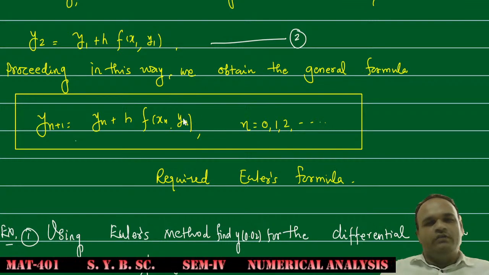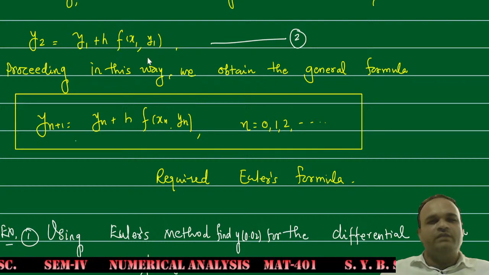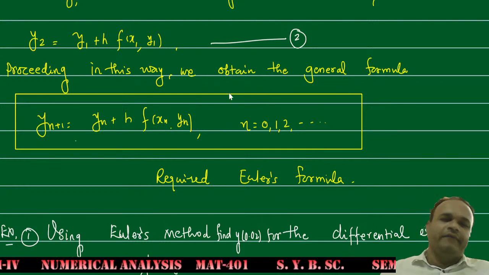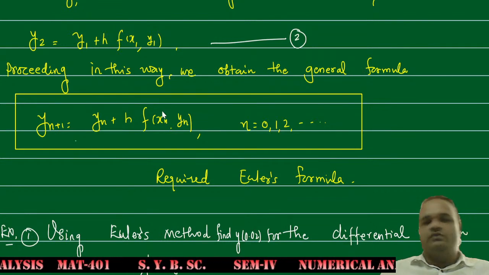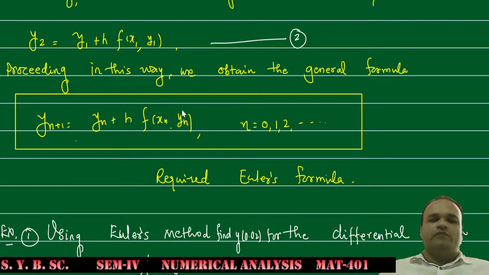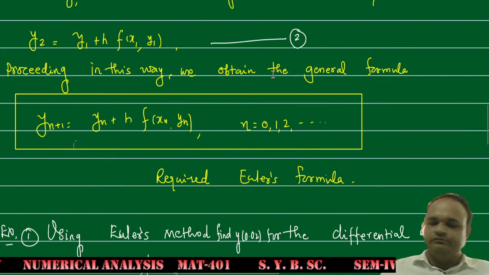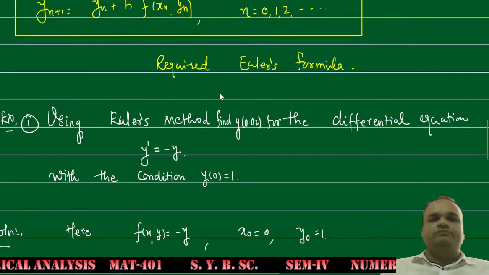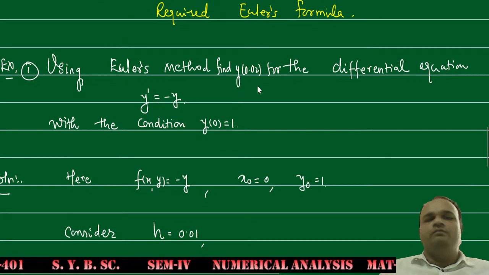For n equal to 1, you will get y2 is equal to y1 plus h times f of x1, y1. That is your second equation, and likewise. So this is the required Euler's formula to solve an ordinary differential equation or initial value problem. Next we will see one illustrative problem, and then we will stop.